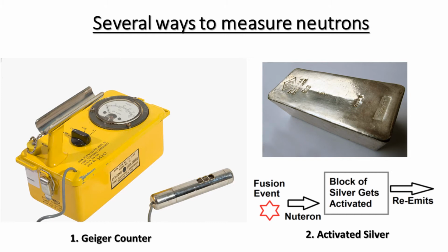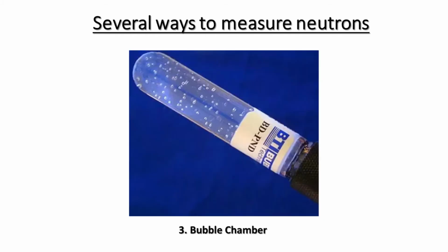And of course, the third way is the bubble chamber. You put a bubble chamber next to fusing plasma, and it's a cheap, simple, easy way. You can buy them off the shelf. What happens is the neutron, when it leaves the fusing plasma, flies through the goo in the bubble chamber and leaves a track of bubbles as it passes through. So there are three different methods to detect neutrons, and of the three, activated silver is the most reliable, because it can only work when the neutrons have enough energy from a fusion event. So those are how you measure neutrons from a fusion reaction.